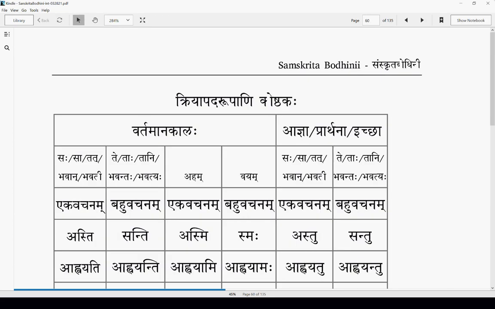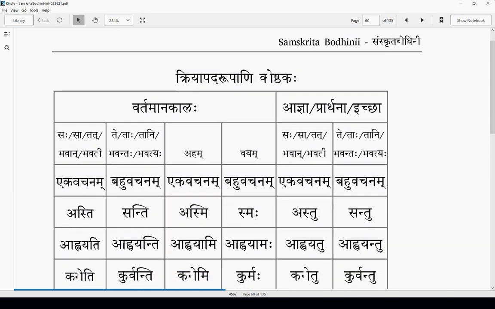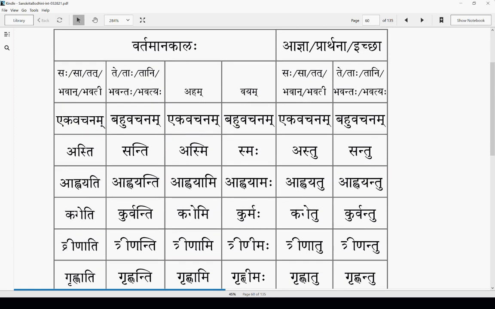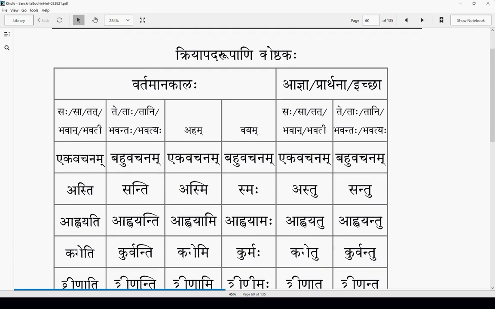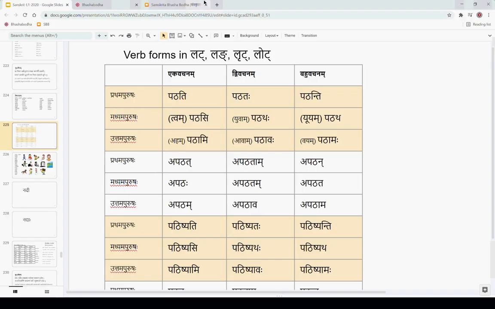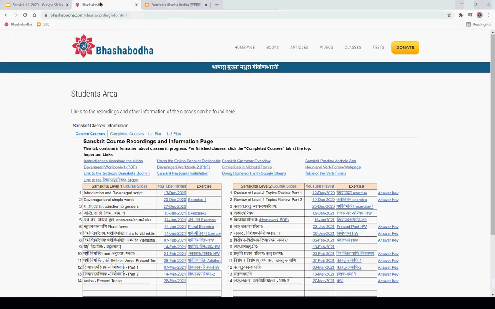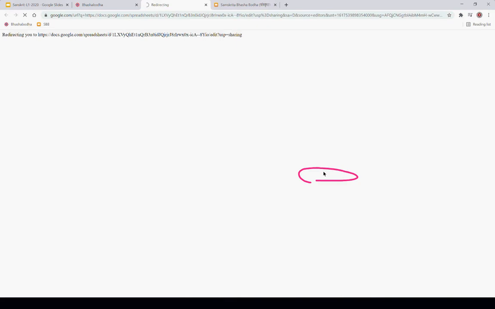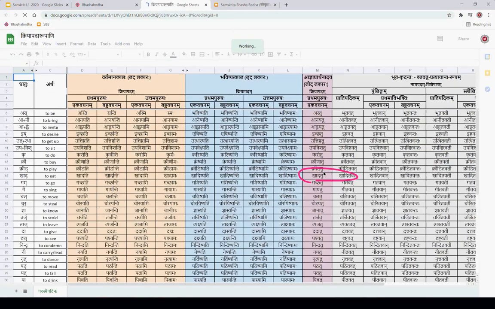The examples here. Okay, now here there is a next page. There are some koshtaka tables which are given, and these tables you can also find on the website here, which I think you know already. So you see here a table of verb forms. If you click that, it will open this table.